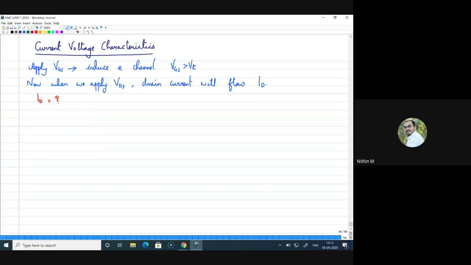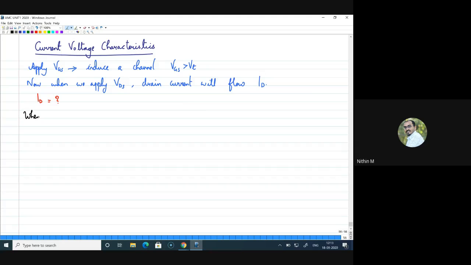Now, when I arrive at an equation, I should consider all the cases. Initially, when there is no VDS or when your VGS is less than VT, your current is 0. And then we have identified two regions. One is the linear region and another one is the saturation region. So our objective is to arrive at an equation for ID. So let me start like this.